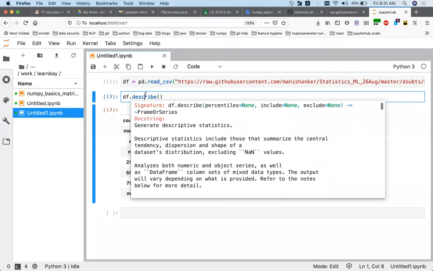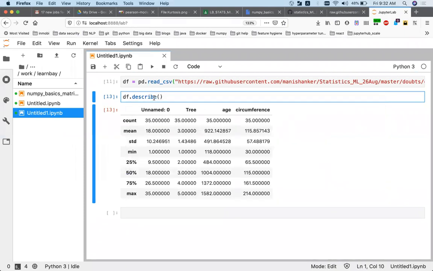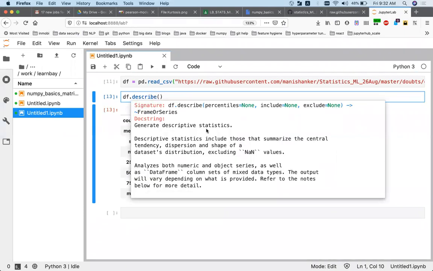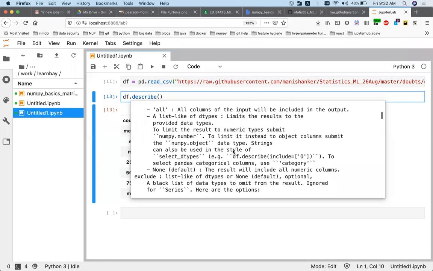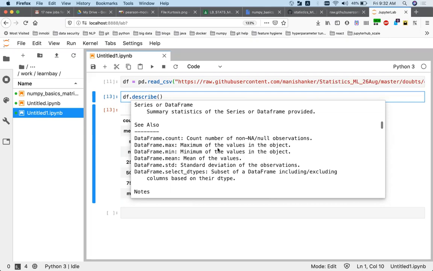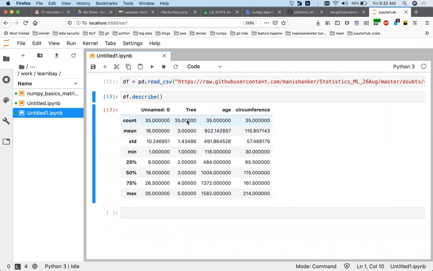So the way you can figure that out is, do you know this shortcut? Put the cursor on the describe command and press Shift and Tab. Descriptive statistics that summarize the central tendency, excluding NaN values. So if there is a NaN value, then it will not be considered in the count. What does DataFrame.count do? It will count the number of non-NA/null observations. So if there is any null value in between, the count of, let's say, tree will be less than the count of the remaining columns. That way you can figure it out, Mani.